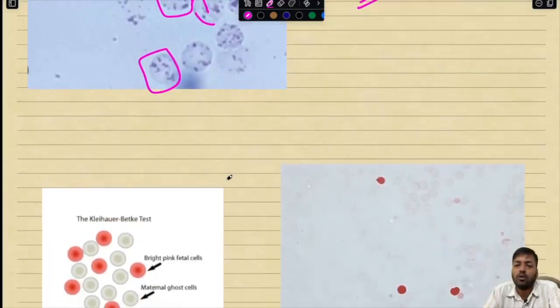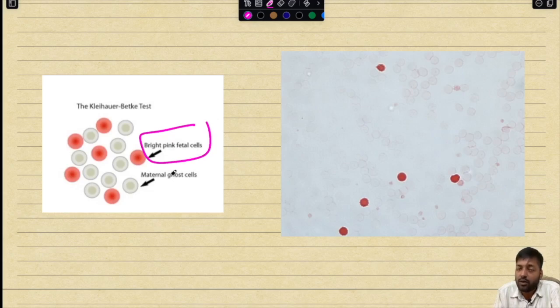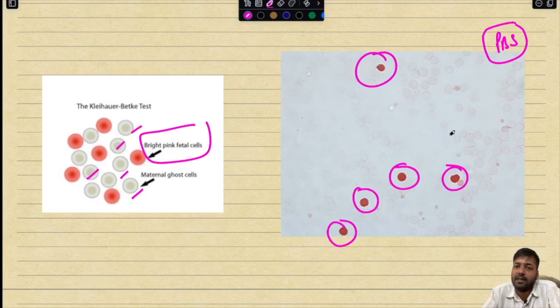And lastly, I would like to conclude by showing you this. This is the Kleihauer-Betke test. The fetal cells, which resist acid denaturation of HbF, appear darker, bright pink in color, whereas the maternal ghost cells containing HbA are not able to resist and undergo denaturation by the acid, so they appear faintly or lightly stained. This is one example of a peripheral blood smear, as you can see. These are the fetal RBCs containing HbF, and the others were not able to resist acid denaturation, so they appear as ghost cells. Maternal ghost cells can be appreciated over here.